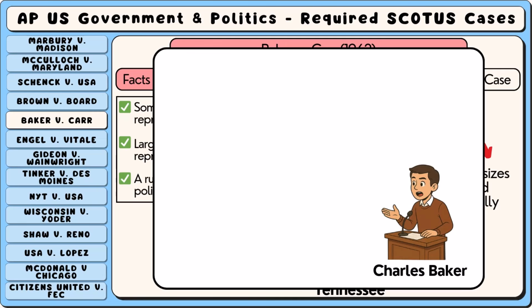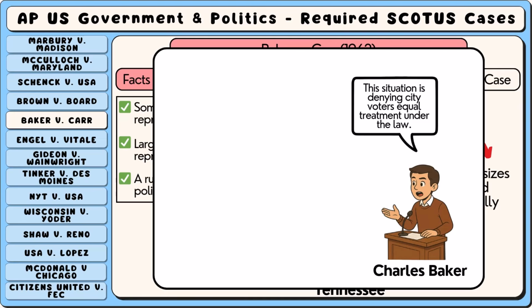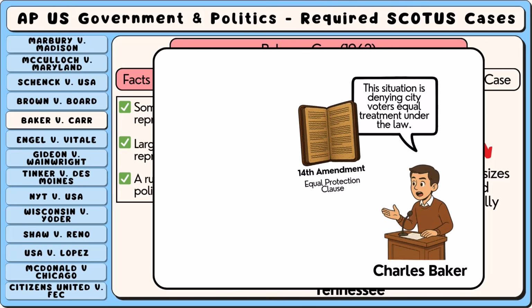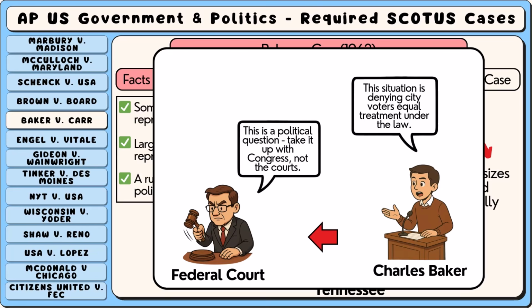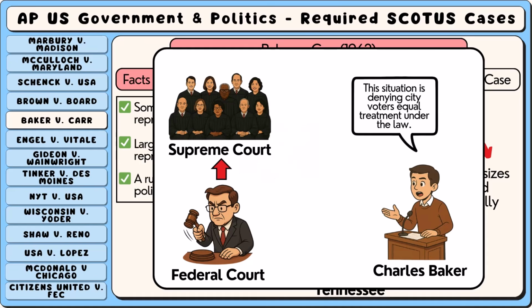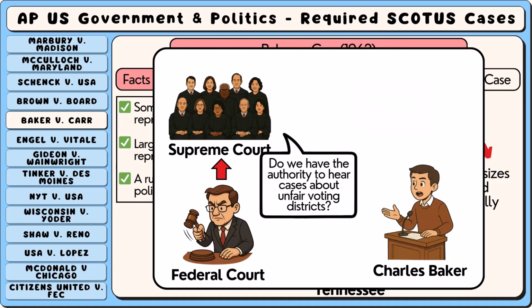Charles Baker claimed that this situation denied him equal treatment under the law and therefore violated the Equal Protection Clause of the 14th Amendment. But the lower courts refused to hear the case, saying that districting was a political question that courts were not allowed to decide. The case was then taken to the Supreme Court, who had to answer the question: does the court have the authority to hear cases about unfair voting districts, or must it stay out of these issues altogether?